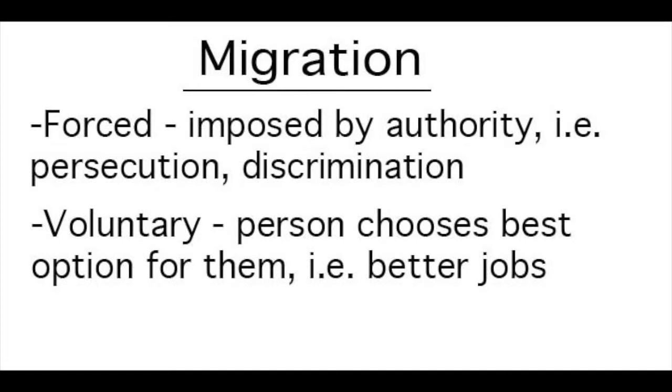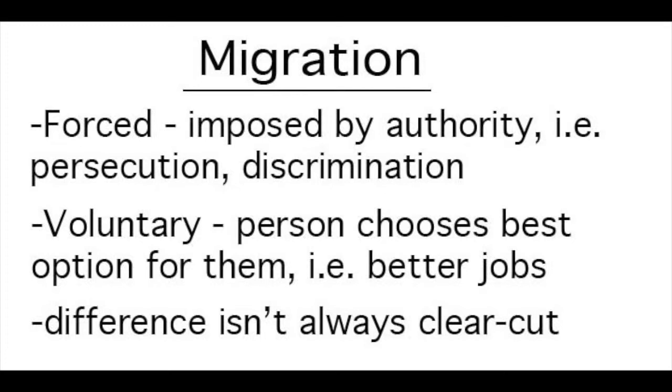There are two types of migration, forced and voluntary. Forced migration involves the imposition of authority on the choice of movement. Voluntary migration involves a migrant weighing their options and choosing their best option. The difference between these two isn't noticeable sometimes. Things like persecution and discrimination can intermix, and the distinction isn't always clear-cut.